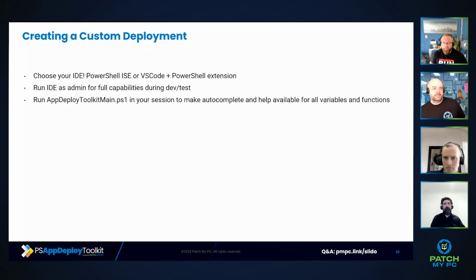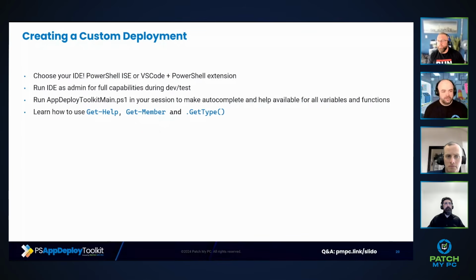First thing you want to do is run this AppDeployToolkit main.ps1 in your session, and that will make all of the functions and the variables available for autocomplete, IntelliSense, and so that you can just test them in the console.